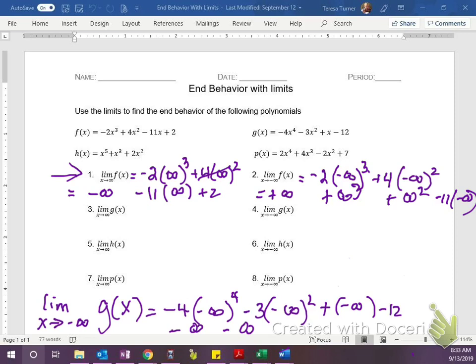So the answer to this one is negative infinity. The answer to that one was negative infinity. Okay. You try H, number 5 and 6. H only has 3 terms.